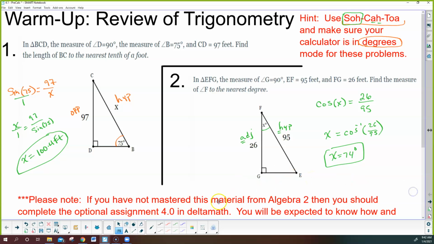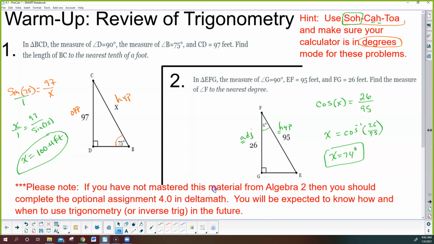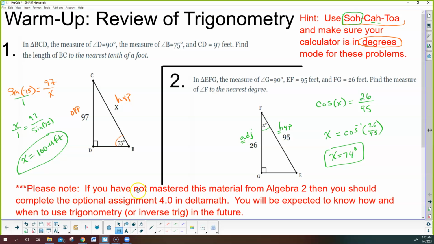All right, quick little note here. I want you to please take this to heart. If you have not mastered these two questions from Algebra 2, then there is an optional assignment in Delta Math called 4.0. It works through these two problems. You can actually probably tell I screenshot these two problems exactly from Delta Math. It gives you more practice. You will have to know how to do these questions. They will appear on a test and a quiz.